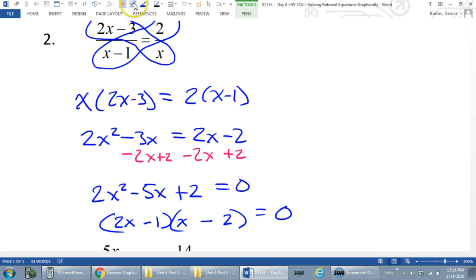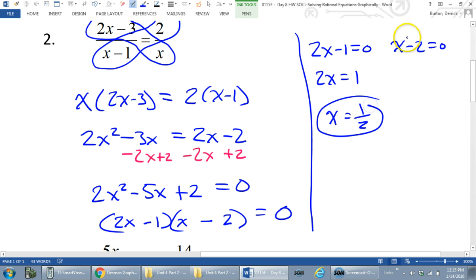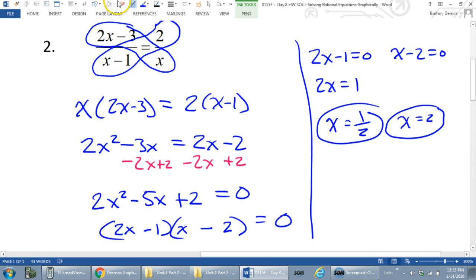So to finish the problem, I need to take each of these factors and set them equal to 0. So 2x minus 1 equals 0, and x minus 2 equals 0. This will give me 2x equals 1, and x equals 1/2. And of course, this will give me x equals 2. So these are the two solutions for this equation. So that's how we do it algebraically.